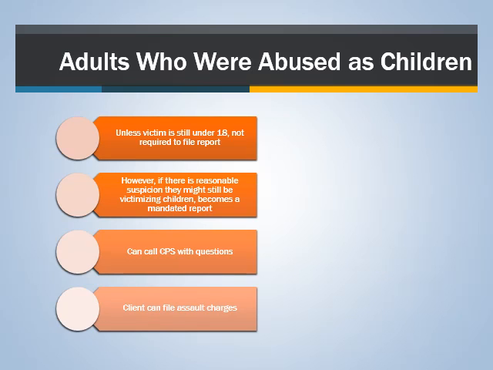What about adults who are abused as children? The key here is, unless the victim's still under 18, this is not a mandated reporter situation. But if you have reasonable suspicion that this person's still out there victimizing children, well, there you go. Doesn't matter if it's hearsay or what. As soon as you think there's a reasonable suspicion that's coming up in your professional relationship, you must file a report.